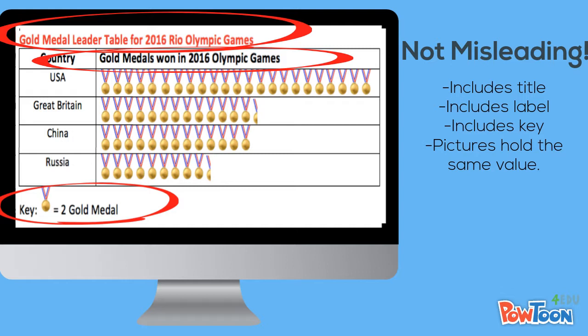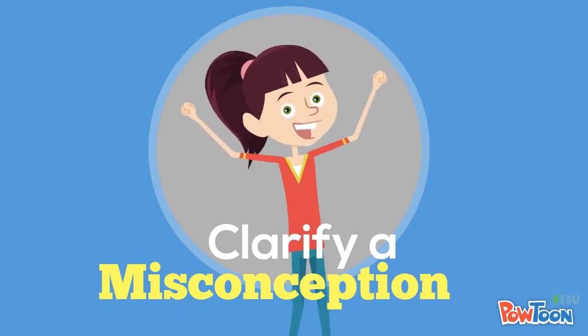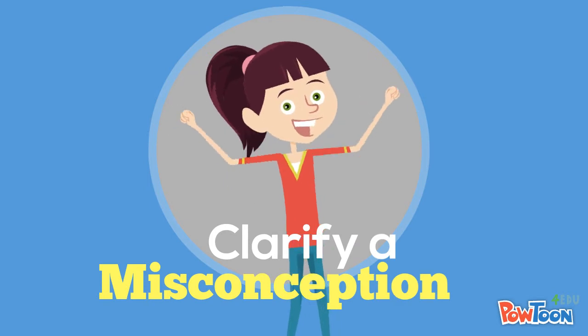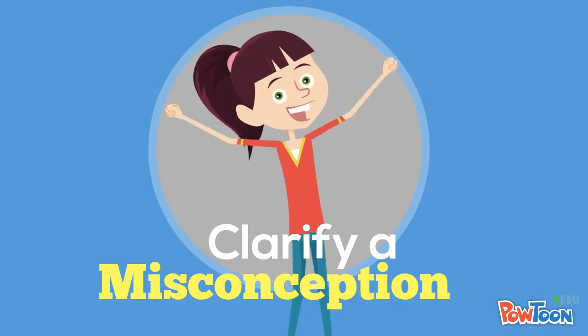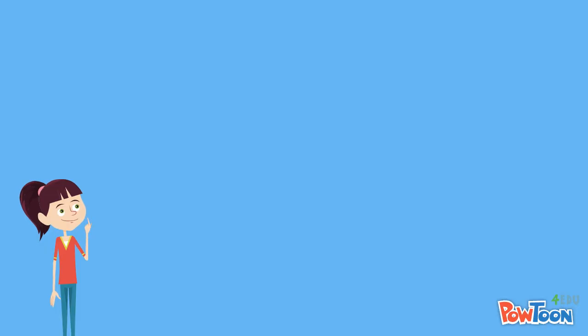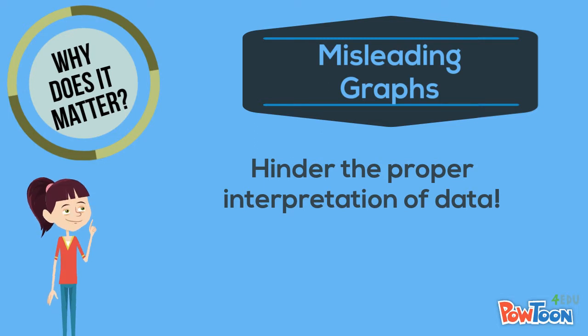The misconception of not having to include a key can lead to larger mistakes, like the pictures not holding the same value. This mistake has been rectified. Pictographs must include a title, labels, and a key. Not including these can lead to further mistakes, such as the pictures holding different values, which in turn leaves you with a misleading graph. Misleading graphs are not always made accidentally. They can be created to hinder the proper interpretation of data.